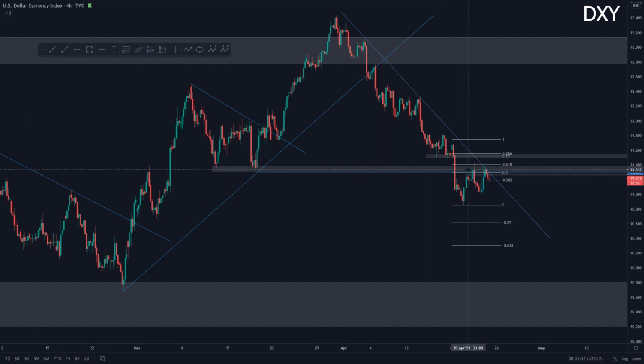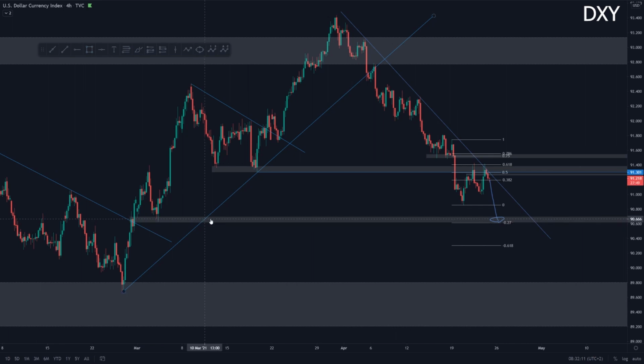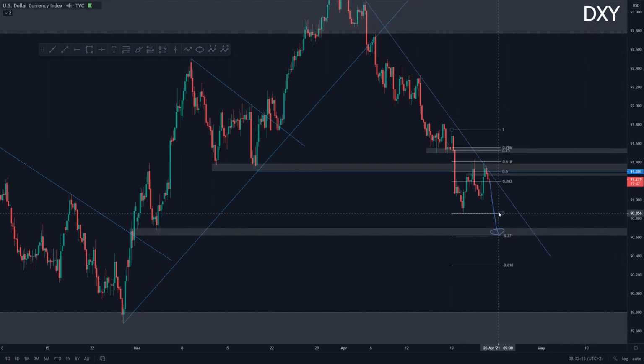So I'm currently very interested in seeing more downside on the DXY, back down towards the -27 level, which aligns pretty nicely with this area of interest. Let me just adjust the zone a bit. Yeah, with this area of interest. So currently targeting the -27 level of the Fibonacci extension on the DXY.